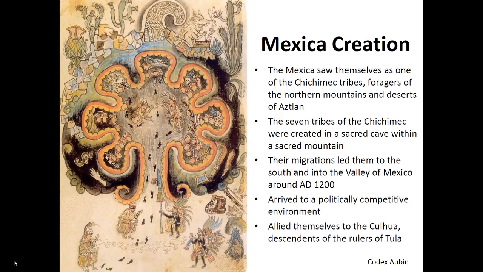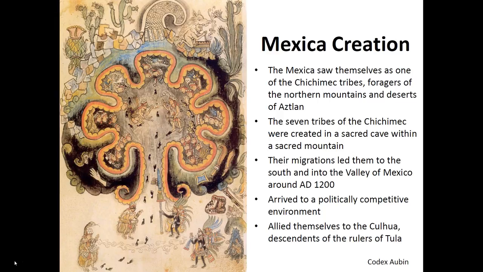The Chichimex were created within a sacred cave in a sacred mountain, and as they emerged, the different tribes went on different migrations to different locations, directed by prophecy and the gods. The migrations of the Mexica led them south into the Valley of Mexico around AD 1200, and they arrived into a politically competitive environment.